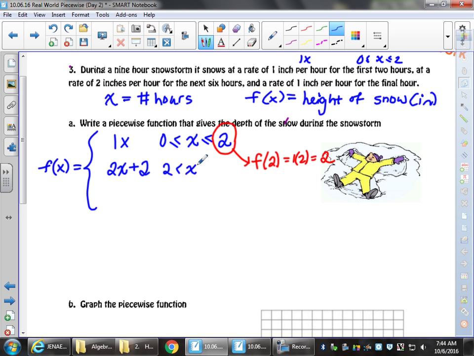2 and 8. Very good. Where are they getting 8 from? Next 6 hours. 6 plus 2 is 8. Good job.